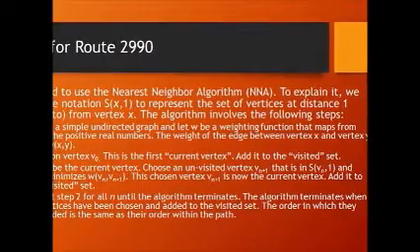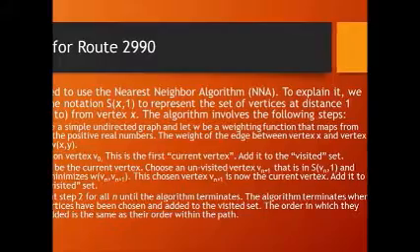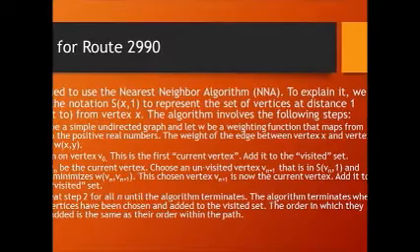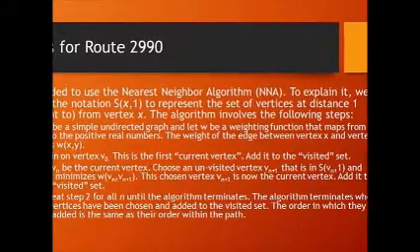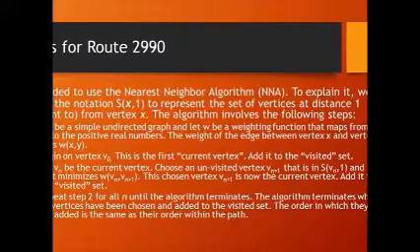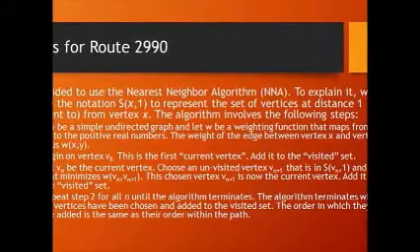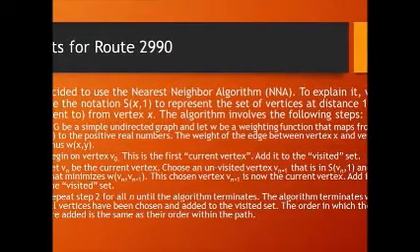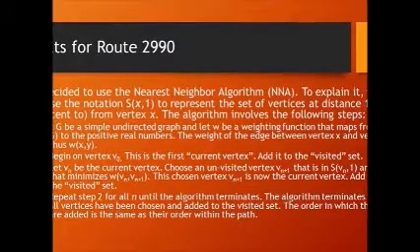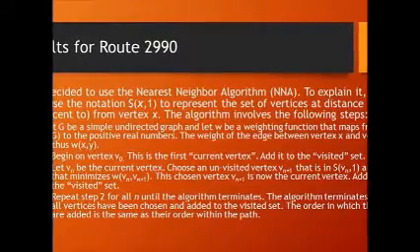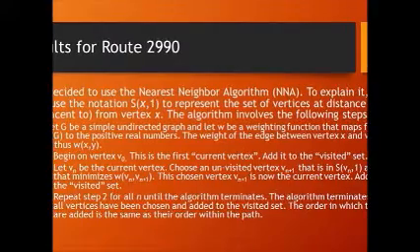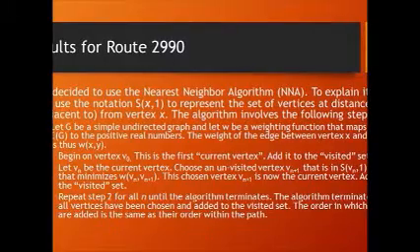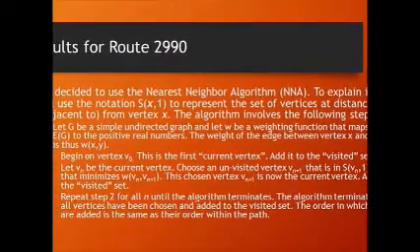Basically, we're going to use some mathematical notation: S(x, 1) for a vertex x is going to indicate the first sphere around vertex x. That's what it's known as in graph theory, and that basically means the set of all vertices adjacent to vertex x. Anyhow, the algorithm involves the following steps. Assume G is a simple undirected graph and let W be a weighting function that maps from the set of edges of G to the positive real numbers. The weight of the edge between vertex x and vertex y is thus W(x, y).